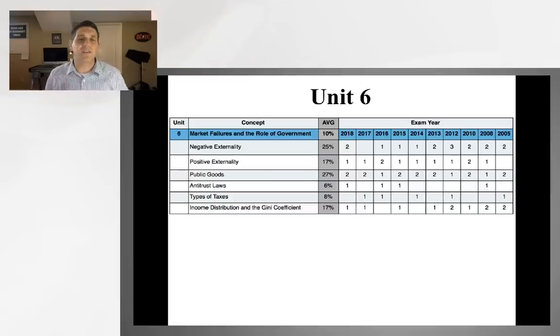And last unit, Unit 6, to finish this thing off, is right here. A lot of questions are going to come from negative externalities and then just the definition of public goods. You got to understand the idea of non-exclusion and shared consumption.